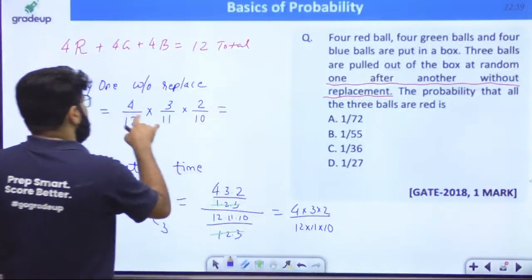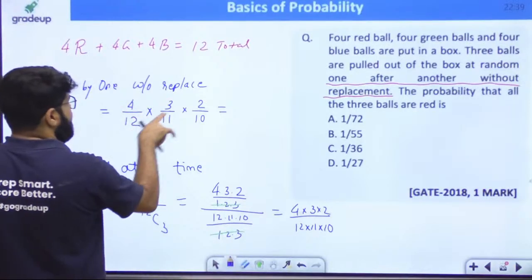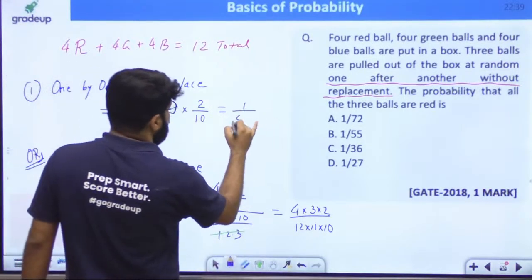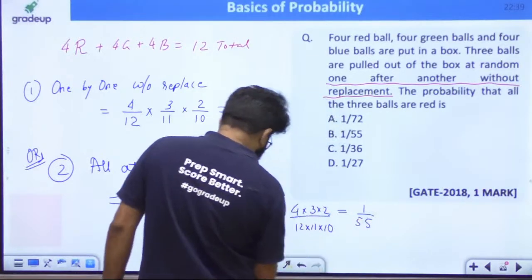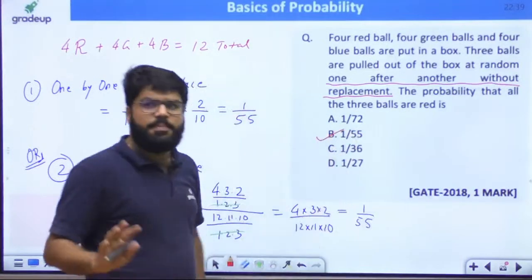Then what is the answer actually? Answer is 4 3s are 12, 12 cancel, ये हो गया 5, 1 upon 55. And this is also the same expression, 1 upon 55. Correct answer is option number B.